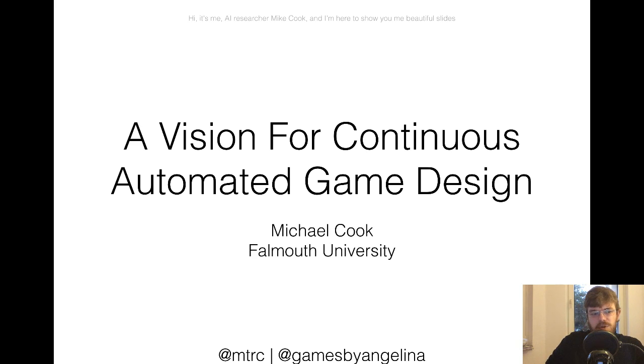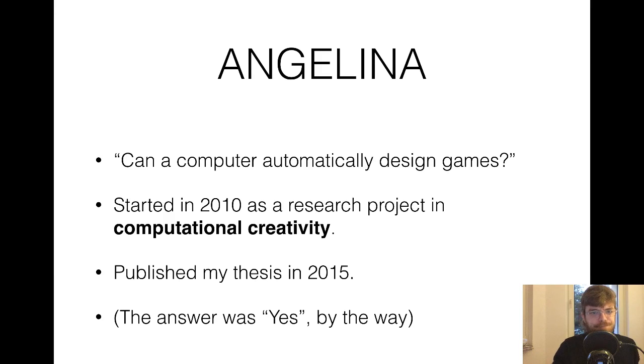Today I want to talk to you about a vision paper I wrote for EXAG called A Vision for Continuous Automated Game Design. Part of this talk is going to be about how I got to where I am, the research that I've done, and how that's led me to writing this paper. I don't cover everything that's in the paper, but it's a turning point for my research and a lot of the things I think about generally.